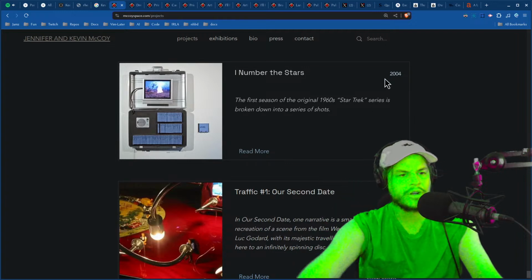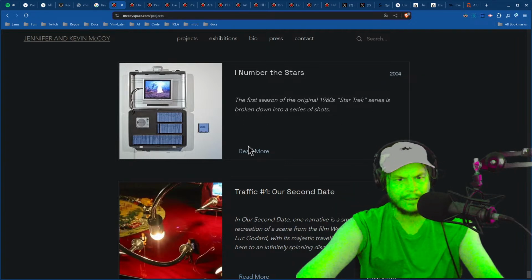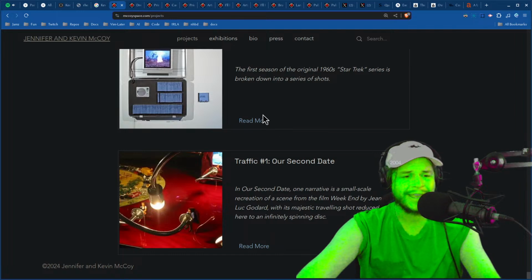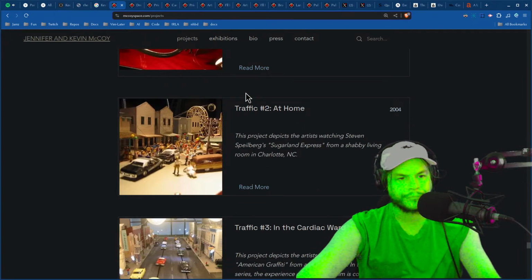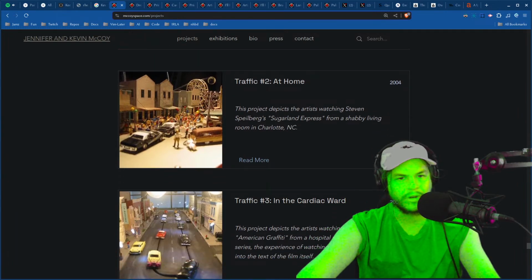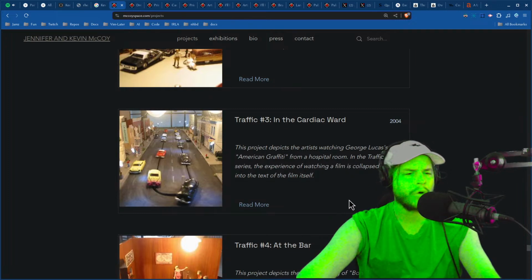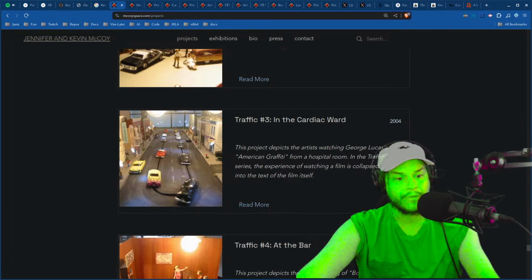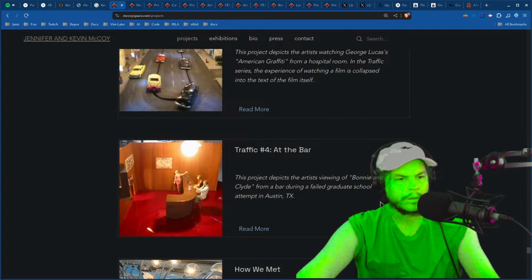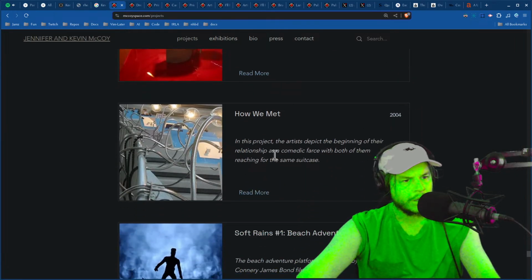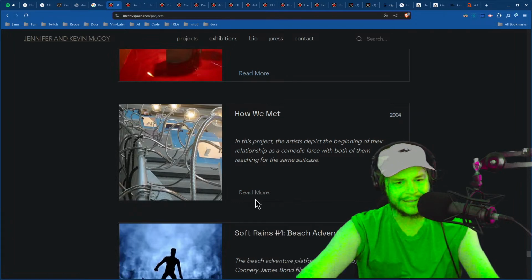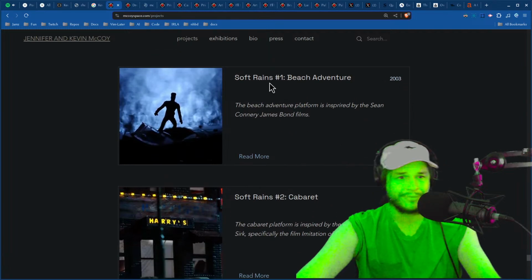First season of the original 1960 Star Wars series broken into a series of shots. Love that. Our Second Date. Aww. Miniatures, where it all started. This depicts the artist watching The Sugarland Express from a shabby living room in Charlotte, North Carolina. Very autobiographical. Here they're watching American Graffiti from a hospital room. Viewing Bonnie and Clyde from a bar during a failed graduate school attempt in Austin. Here's how they met: comedic farce with both reaching for the same suitcase. Oh my God, really? They just have their whole relationship. You could watch them fall in love.